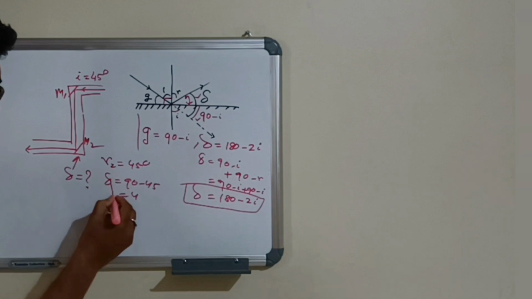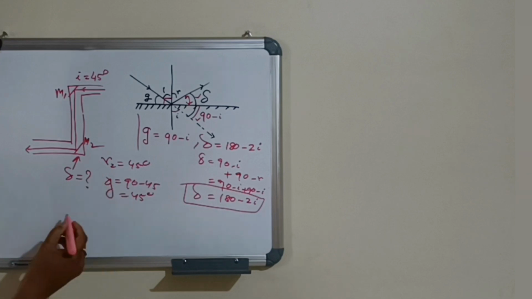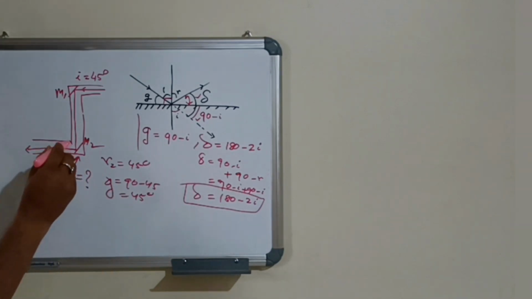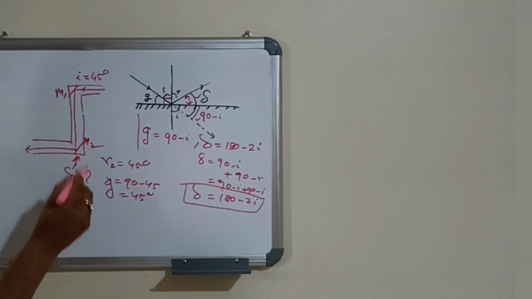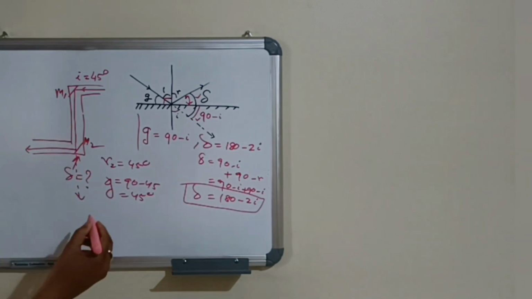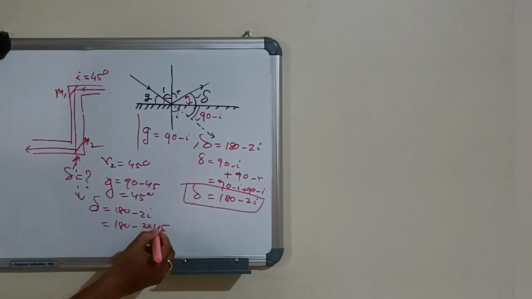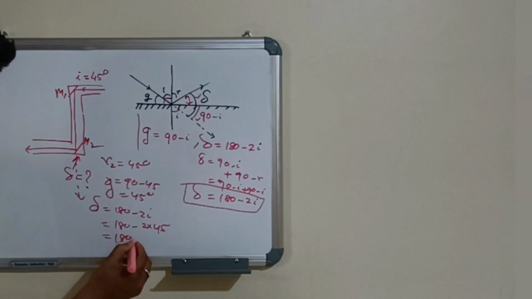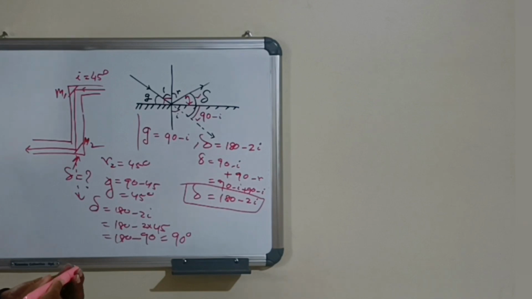Sorry, this is the glancing angle G, 90 minus 45 is equal to 45 degree. And the angle of deviation, if there is no mirror M2, then what will be the angle of deviation? It will go like this, right? So the angle of deviation, same formula, delta is equal to 180 minus 2I. So 180 minus 2 into 45 degree, 180 minus 90 is equal to 90 degree. Can you see as per the diagram? The angle of deviation is 90 degree.